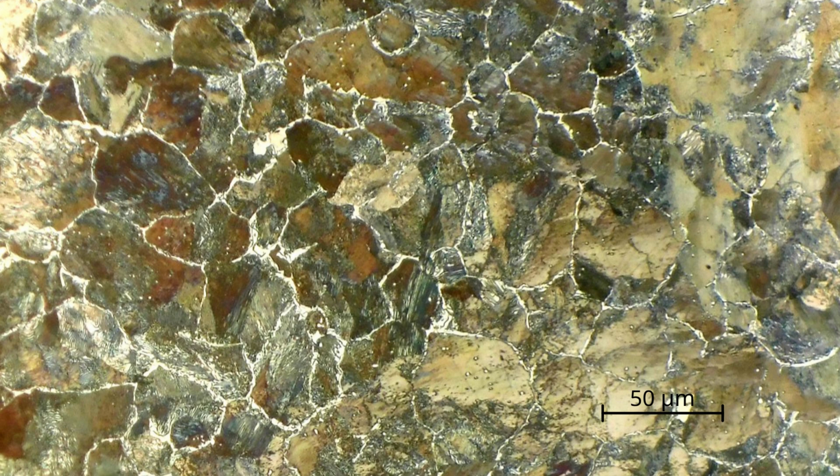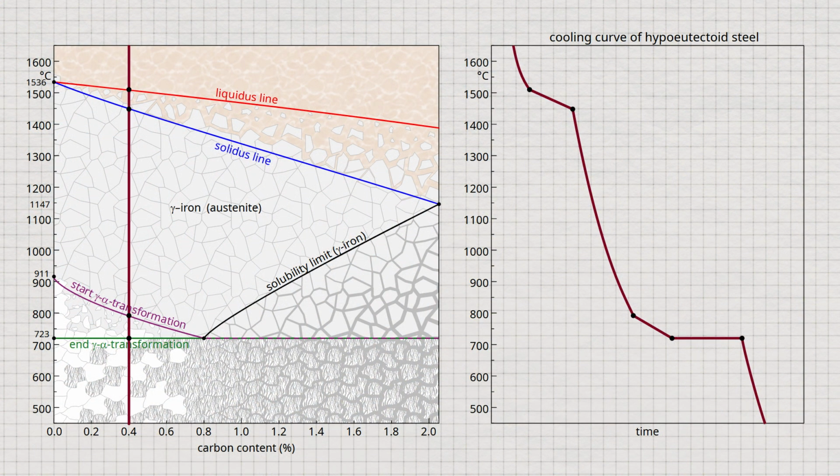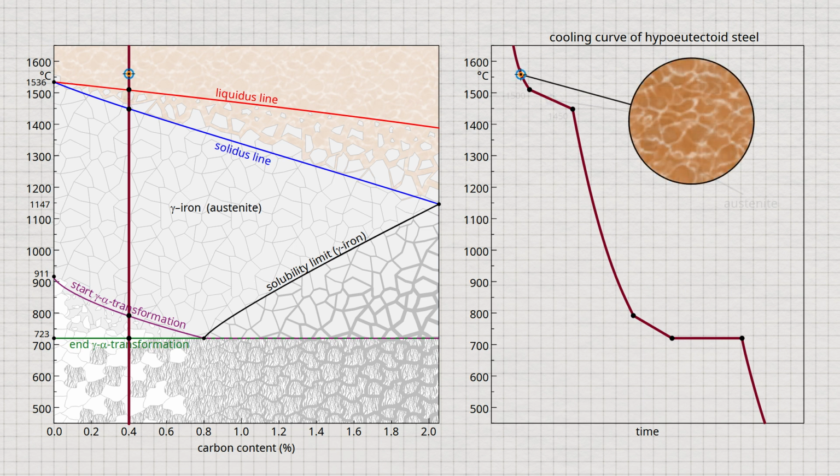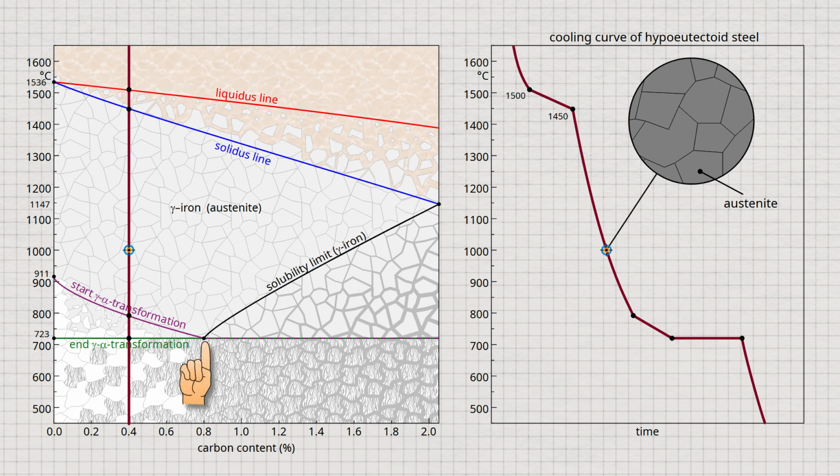In the following, the cooling of a hypoeutectoid steel with 0.4% carbon is considered. Solidification takes place between 1500 and 1450 degrees Celsius and the austenite structure is formed. Since austenite can always dissolve at least 0.8% carbon, hypoeutectoid steels generally have too little carbon to fall below the solubility limit. These steels therefore do not reach the solubility limit during cooling. The carbon in hypoeutectoid steels therefore always remains completely soluble in the austenite lattice.